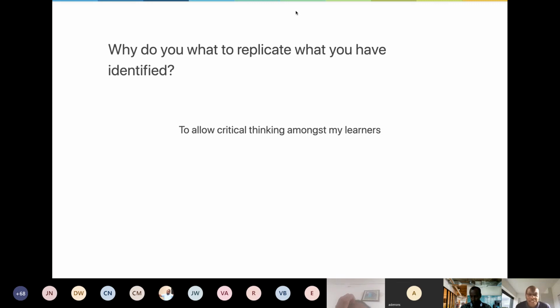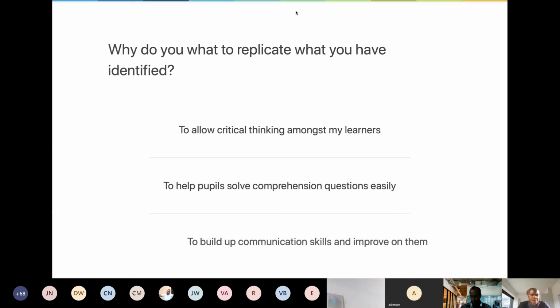So somebody has said to allow critical thinking among my learners. Excellent. To help people solve comprehension questions easily. Thank you. To build up communication skills and improve on them. Thank you very much.